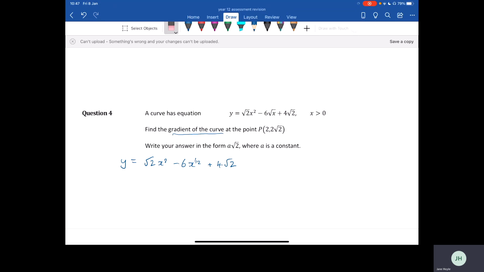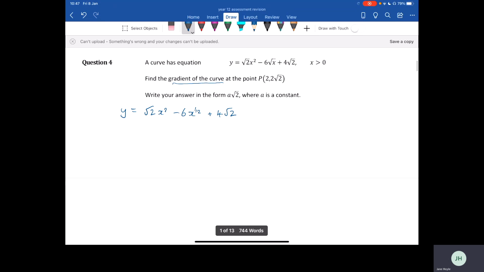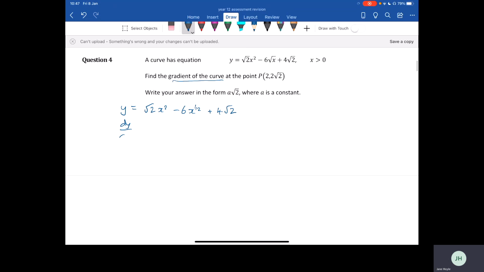So we can just go ahead. If I differentiate that, dy/dx, this root 2, just write it down, and then as you would do with any other number, just differentiate x squared. X squared differentiated is 2x. Here I'm going to write the 6 down, and then I'm going to think about differentiating the x to the power of a half. I will bring the power down, a half x, and then reduce the power by 1.